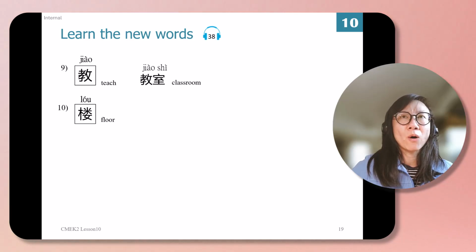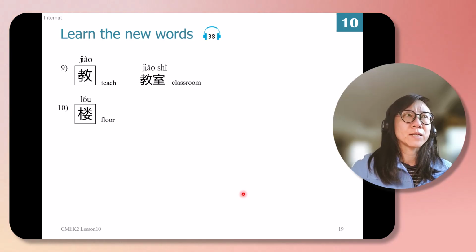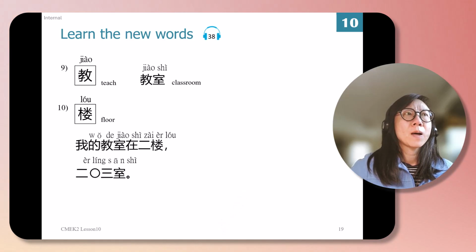Next one is 楼, floor. So when we are talking about the level of floor, we can simply count in Chinese numbers. For example, if my classroom is on the second floor, we can say 二楼. For example, 我的教室在二楼203室.